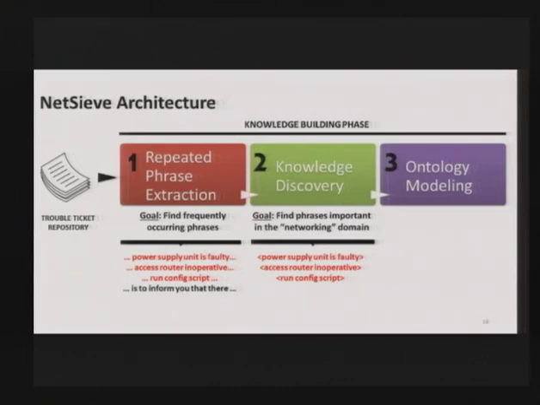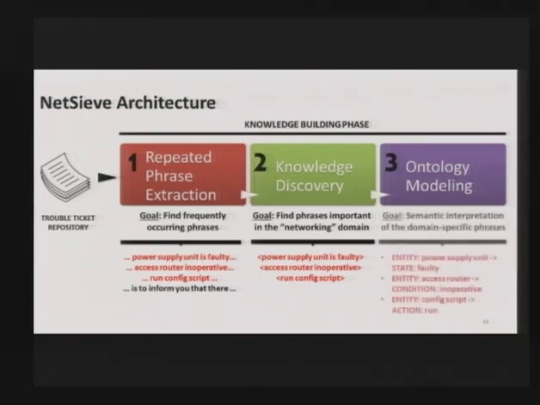Therefore, the role of the second phase is to narrow down the list of important phrases. In the third phase, we want to attach a semantic to each of these domain-specific phrases. NetSieve achieves this using ontology modeling, where it takes each and every domain-specific phrase and attaches a meaning to this phrase. So for instance, the power supply unit is tagged as an entity, and faulty, which is a state, is tagged as a state. Therefore, given these 2 words, you will now understand that there is an entity and there is a state associated with the entity.